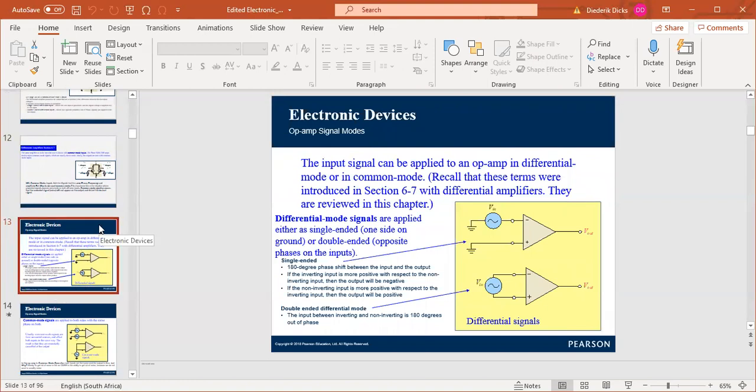The input signal can be applied to an op-amp in differential mode or in common mode. Recall, these terms were introduced in section 6.7 with the differential amplifier. They are reviewed in the chapter. I think the important thing to see here is that the negative and positive inputs are single-ended, and in this case you've got the double-ended differential mode.